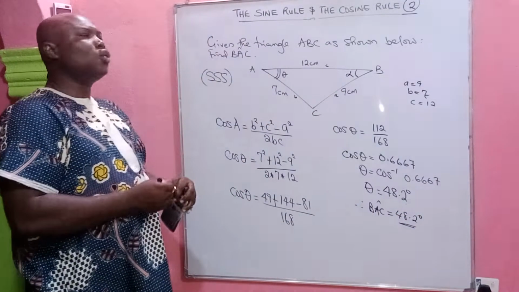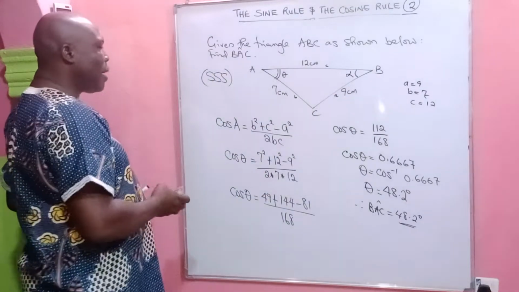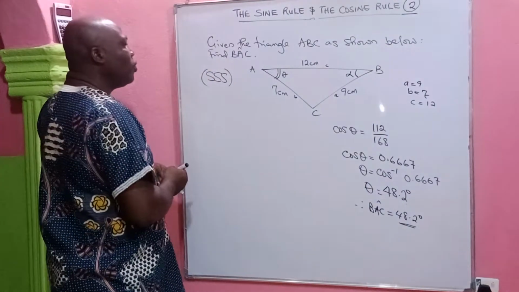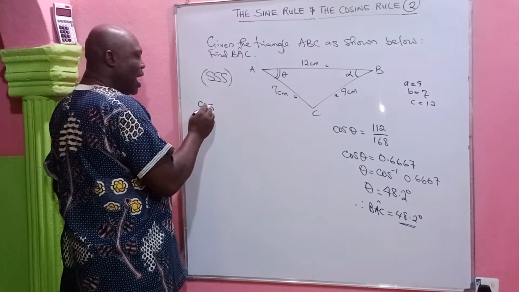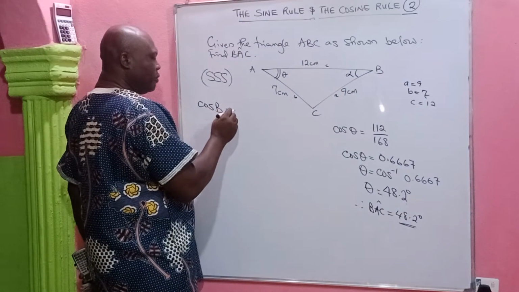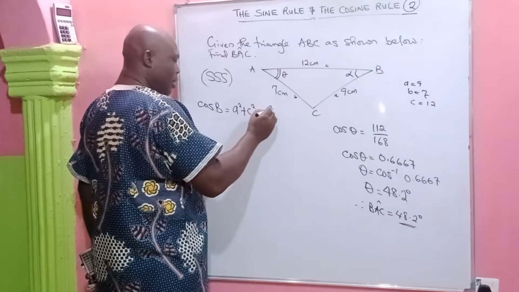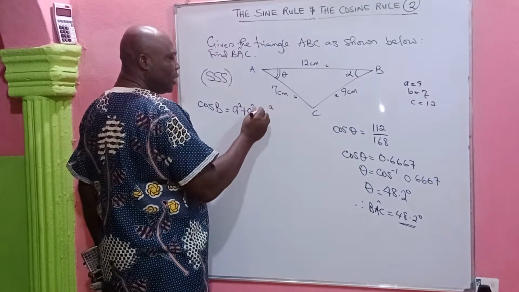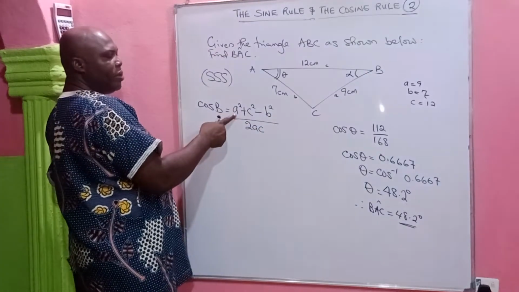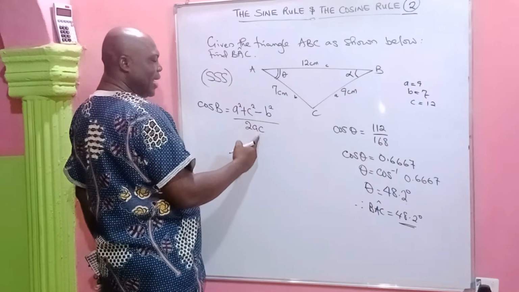Now, assuming we also want to use the cosine rule to look for the angle at B, you can also apply it. So let's see how we can do that. By cosine rule, the cos of the angle at B will be equal to, the formula will be A squared plus C squared minus B squared all over 2AC.